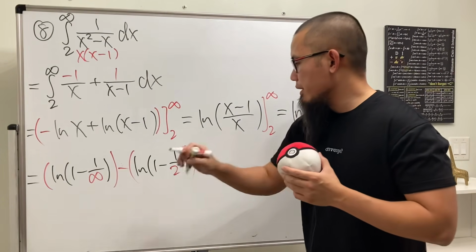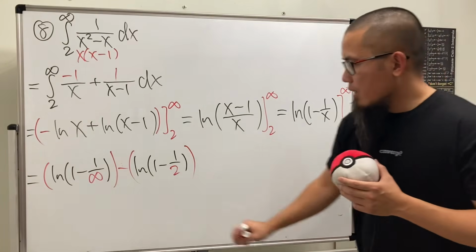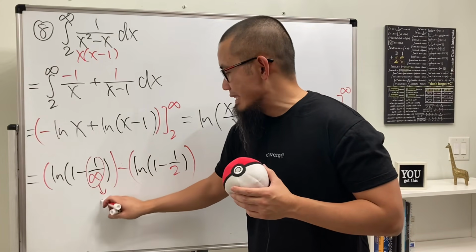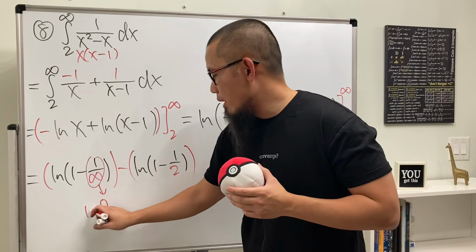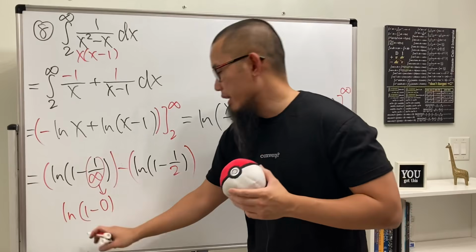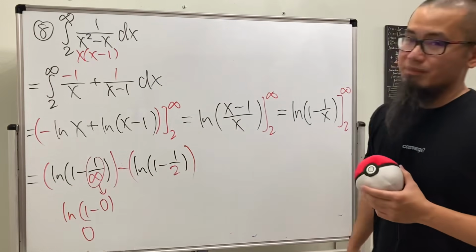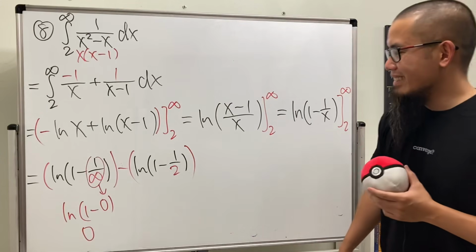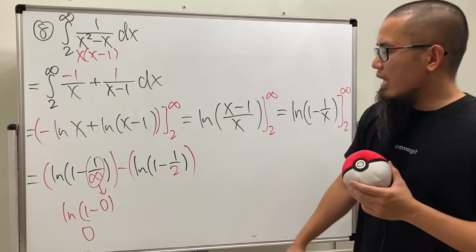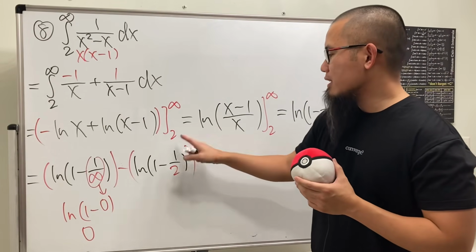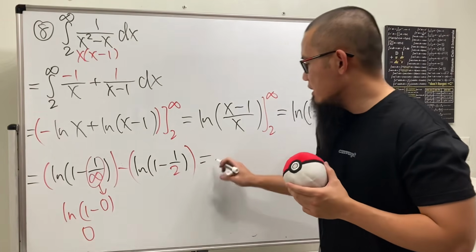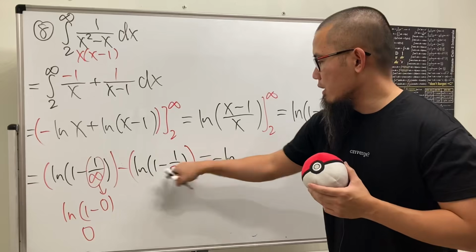Alright. Now check this out. 1 over infinity is going to be approaching 0. And then we have 1 minus 0 inside of the natural log, which is going to be ln 1, and that will be just 0. 0 for the first part, very nice. So we know this converges because this is finite, and 1 minus 1/2 is just 1/2. So you can see the answer is negative ln of 1/2.